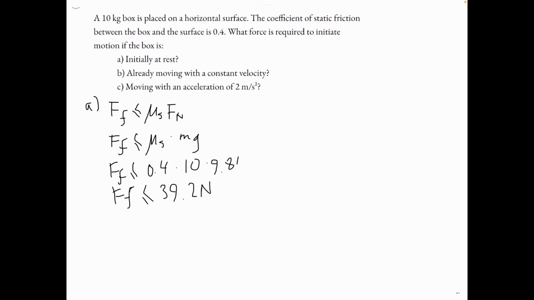Now for B, if the box is already moving with a constant velocity, it means that the applied force is equal to the frictional force. Since the box is moving at a constant velocity, the net force is 0. Therefore, the force required in this case is 0.